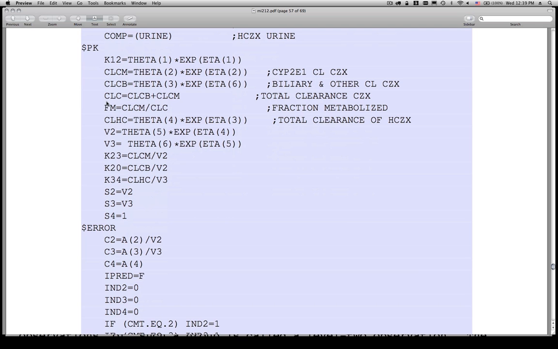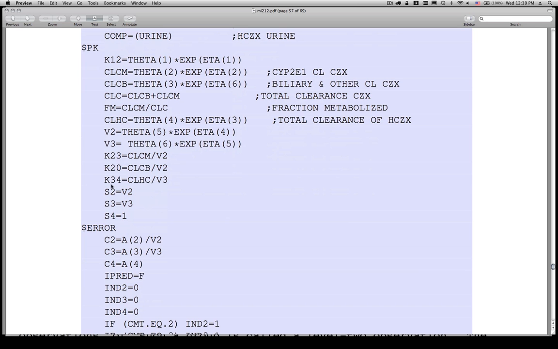We can estimate the fraction metabolized now as the ratio of the metabolic clearance of chlorzoxazone to the total clearance. We can also estimate the clearance of the metabolite, hydroxychlorzoxazone, the volumes of distribution for each compartment. This is all identifiable now. And that's assuming, for all these inter-individual random effects, that we have plasma and urine data from every subject. If we don't have urine data from a subject, now the model is not identifiable at that individual level. And it's going to rely heavily on the population mean results to influence that individual parameter.